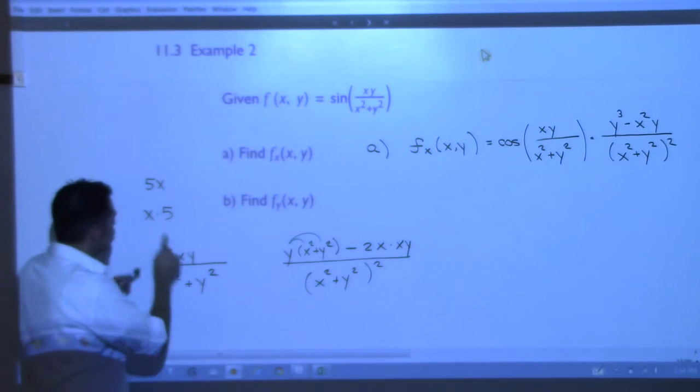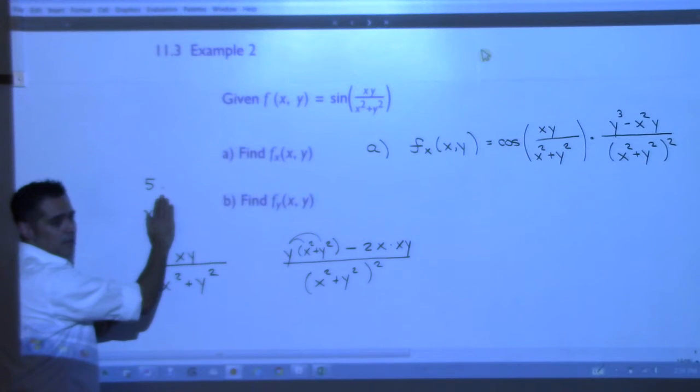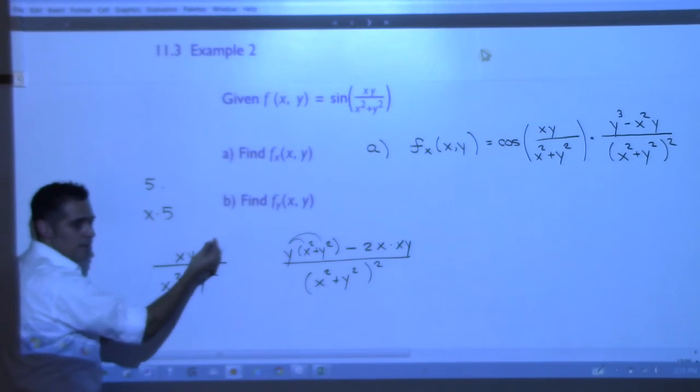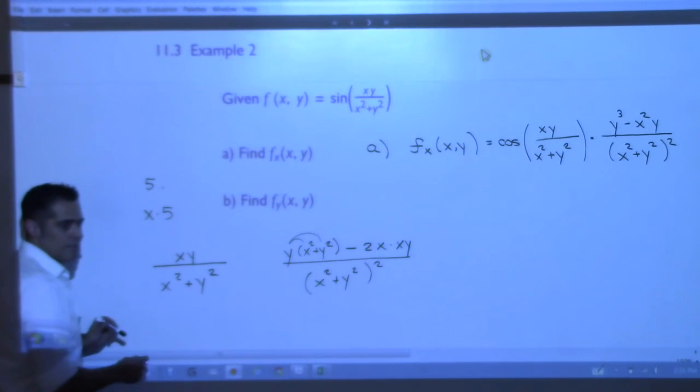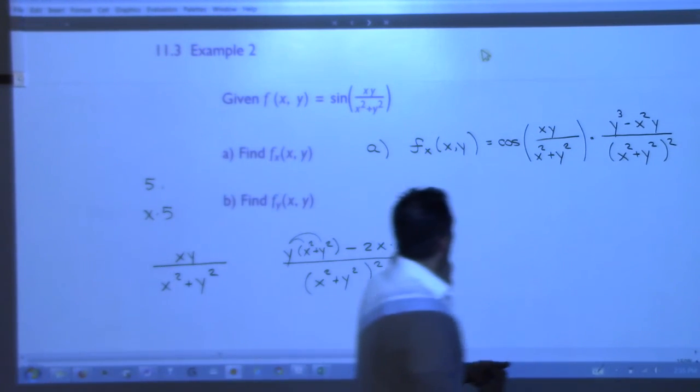But if it's attached to a function, right? Derivative of 5x is 5. Derivative of 5 is 0. Derivative of 5x is 5. Oh, okay. Right? All right. You sure? Yes, thank you. Okay. Everyone clear on that? All right.